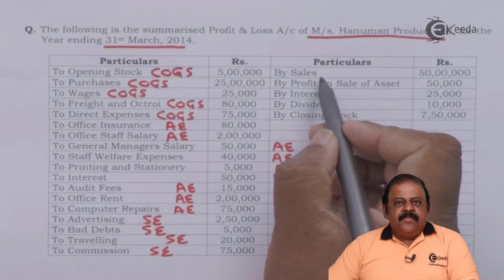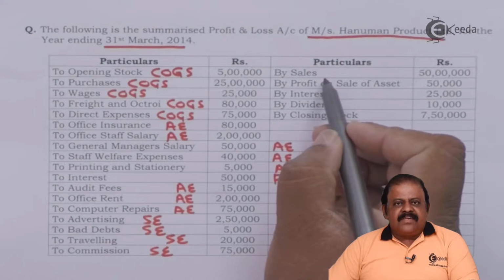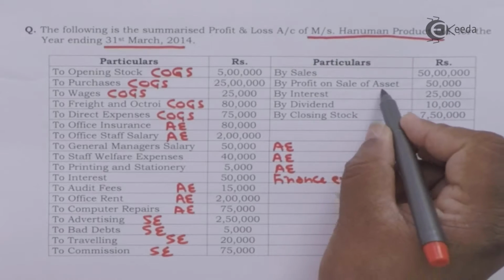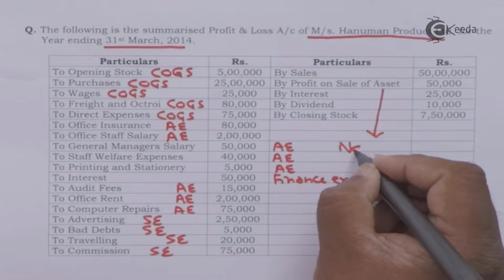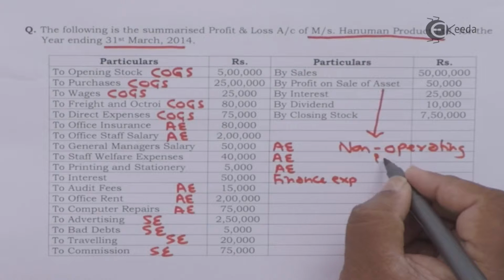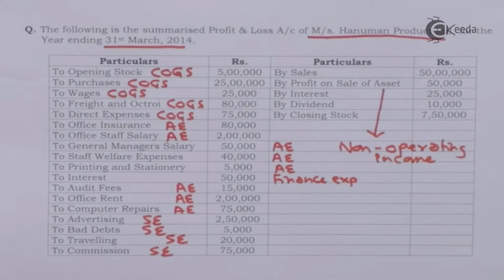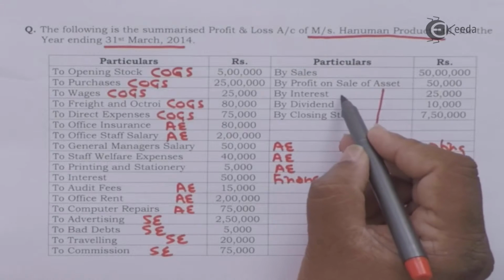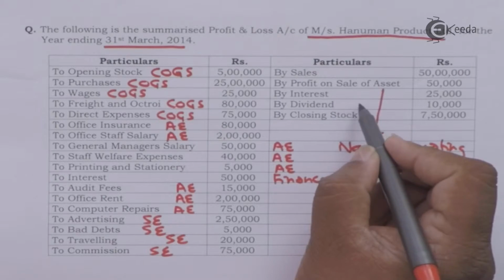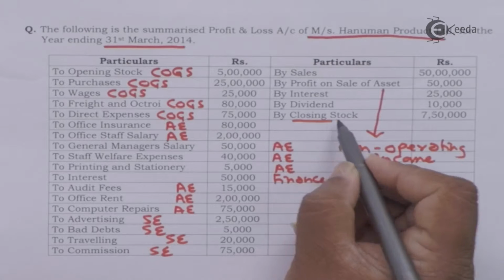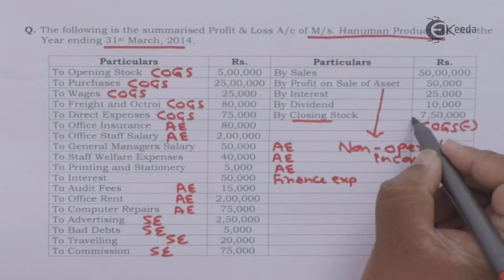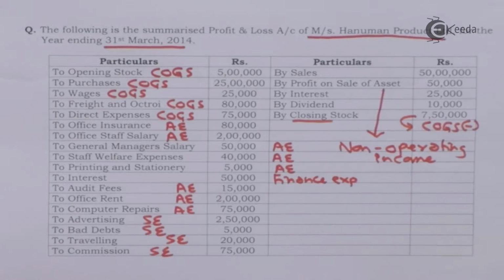Sales, this will be the first item of the income statement. Profit on sale of asset, this is non-operating income. Interest received, this is also non-operating income. Dividend received, non-operating income. Closing stock, while calculating cost of goods sold, closing stock will be deducted.